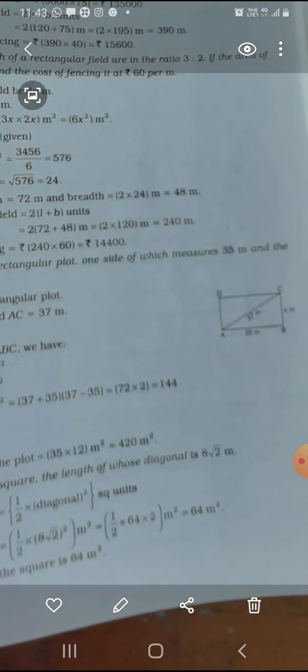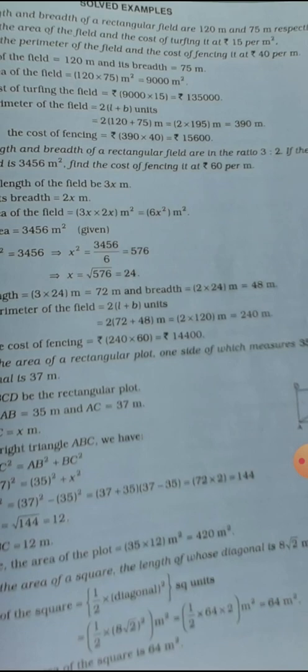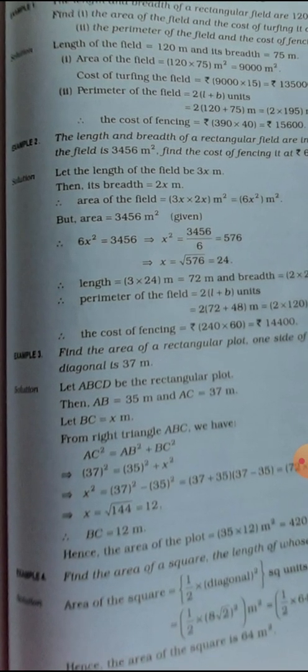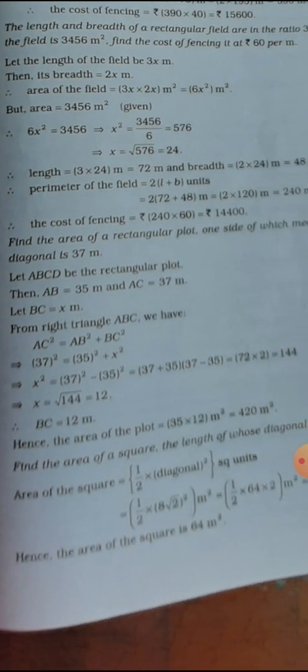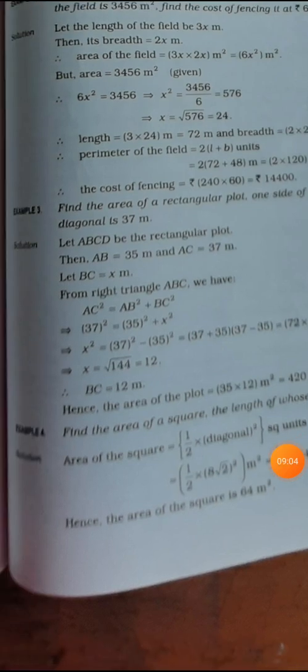diagonal is 37 meter. Here you can see one side is equal to 35 meter and the diagonal is given as 37 meter. So by Pythagoras theorem we can find out the breadth BC. What is the Pythagoras theorem? AC square is equal to AB square plus BC square, and then by substituting we get the value of x as 12. Area of the plot is equal to length into breadth and we can find it out.